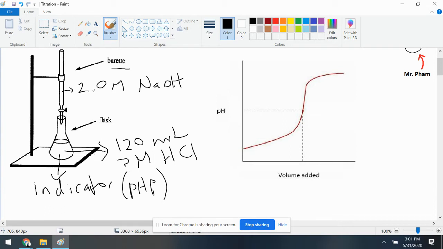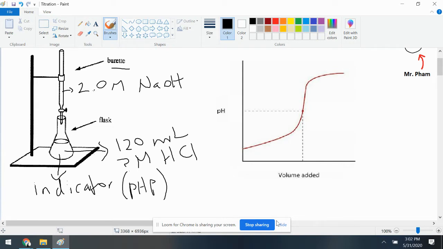Why do we have to add the indicator? Well, how do we know if the pH turns 7? You're going to see the color change from clear to a light pink, which means you have neutralized it. So it's very important that you add the indicator, because if you don't, you're not going to see that color change, and you won't know if you neutralized that solution.